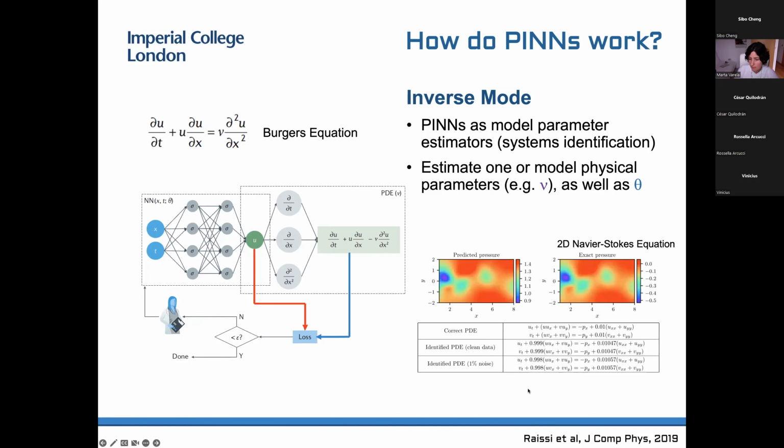So this is an example from this paper where they use the Navier-Stokes equation to predict the pressure in this rectangle, and at the same time to predict this parameter here, which you can see was 1 in the original equation from the ground truth, and these are the estimates from the PINNs, likewise for this parameter here.